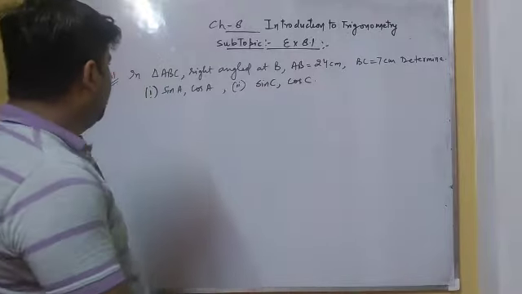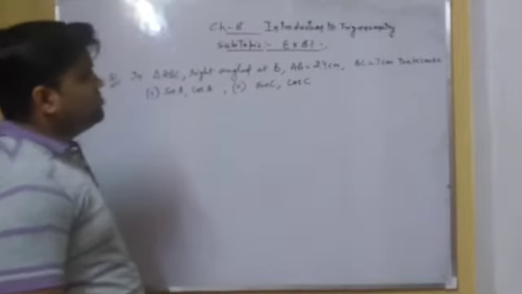Now let us start our exercise 8.1. In triangle ABC, right angle at B, AB equal to 24 centimeters, BC equal to 7 centimeters.